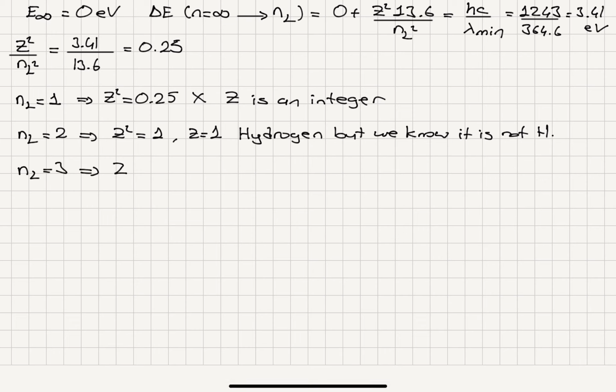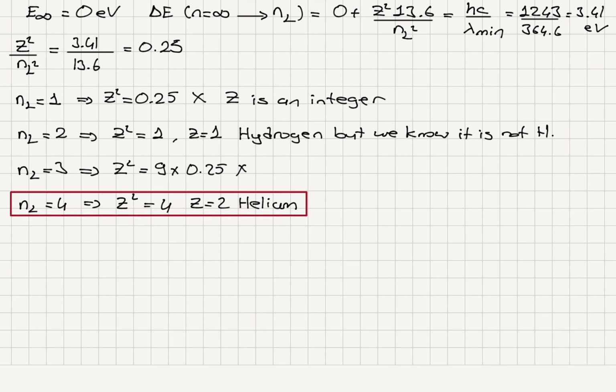Then you will have z squared is equal to 9 times 0.25, which is not going to give us an integer either. What if it's 4? If it's 4, then z squared is equal to 4, because 16 multiplied by 0.25 is 4, which means z is equal to 2, which means it's helium. So we find that the final quantum number should be 4, and this is corresponding to helium.